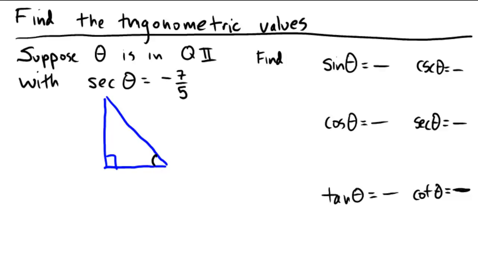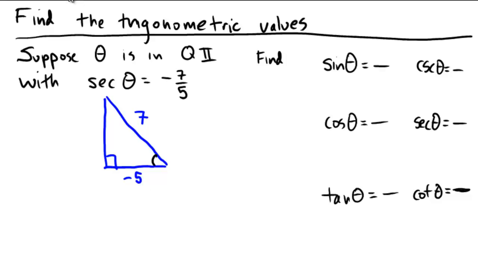Now the secant is the hypotenuse over the adjacent. So the hypotenuse, we're going to give that value of 7. Hypotenuses are always positive in these situations. And the adjacent side is going to get that negative, so it's going to be -5 down here. Notice that's consistent because it is to the left, so expect that to be negative.